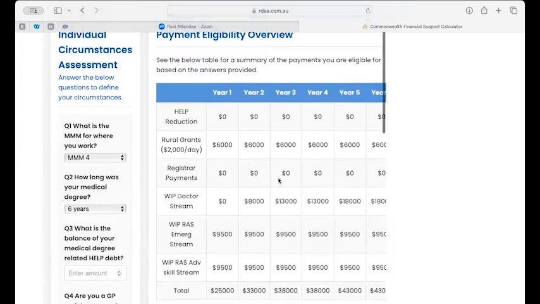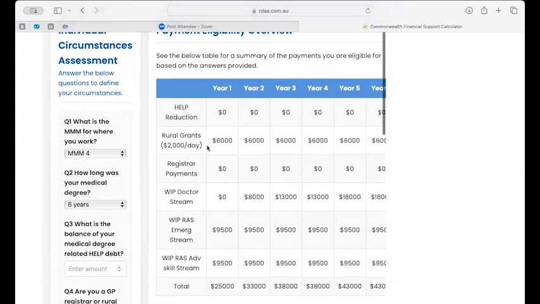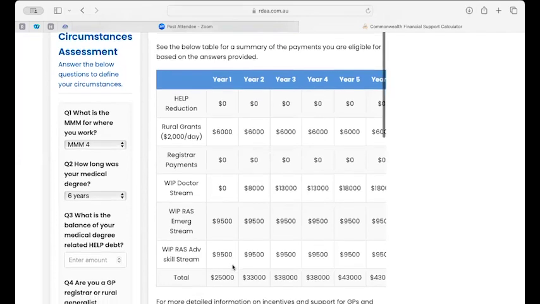Now, as you can see, this person has no HELP debt. Their rural grants are for the emergency only because rural grants apply to procedural practice at the moment. That may change in the future, but for the moment, they're not a registrar, so there's no registrar payments. We do see the WIP doctor stream come into play in Modified Monash 4, and also the rural advanced skill payments. Remembering they're doing emergency, so they're getting that payment, and they've also got their advanced skills and providing services in their advanced skill area, which is pediatrics.